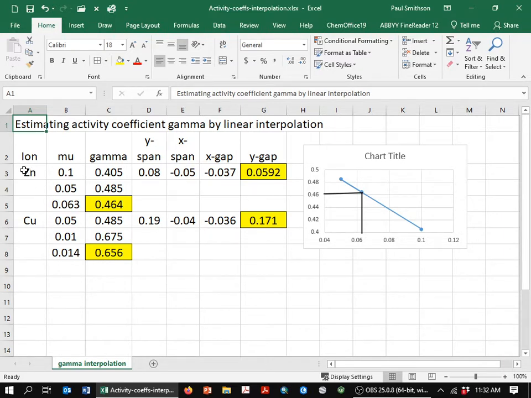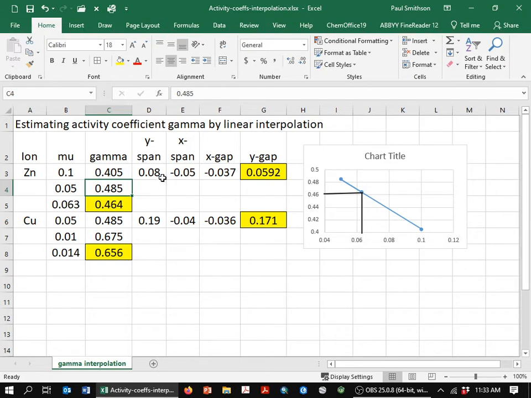This is, again, zinc ion. This is from some of the worksheets. We know we can look this up in our table. I haven't reproduced the table here, but at ionic strength of 0.1, we've got an activity coefficient of 0.405, and at 0.05, 0.485. So the basic idea is that you set up a proportion.